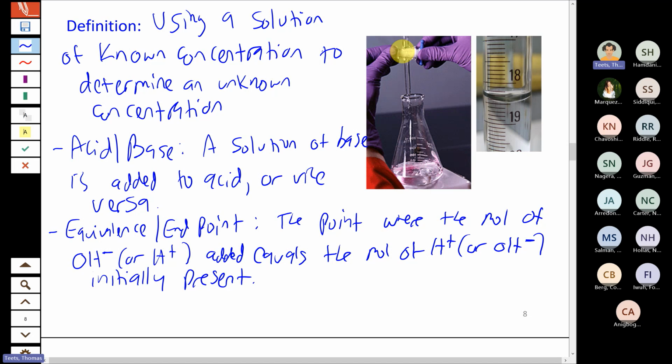Now, how do you know when you get there? So typically the way we know that we get there, the simplest way, is to use an indicator. This would be some substance that changes color at the endpoint.